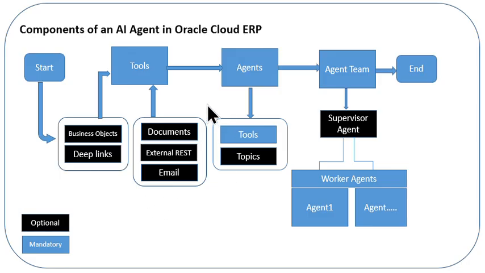As you can see here, there is nothing mandatory. However, you need at least one component, either the business object or deep links or any one of these three, to build up a component called tools. Once the tools are defined, based on the tools defined, you can then define an agent.